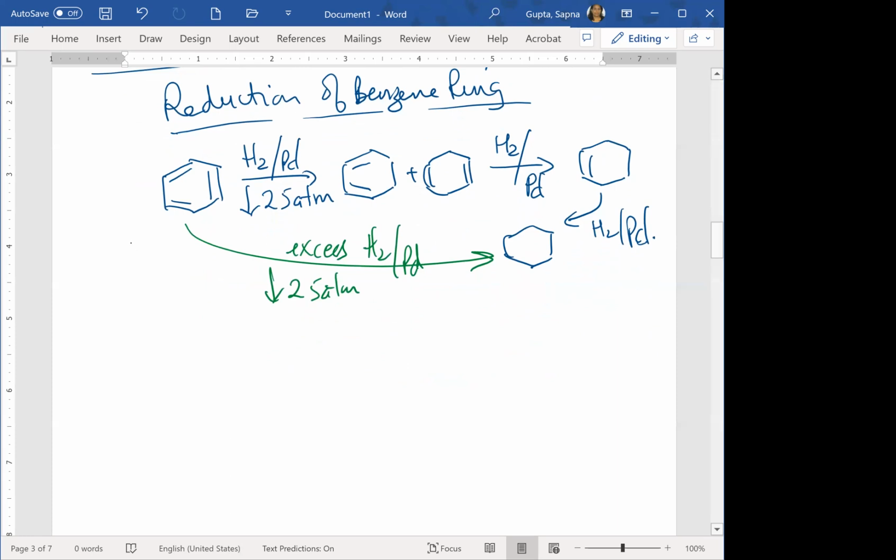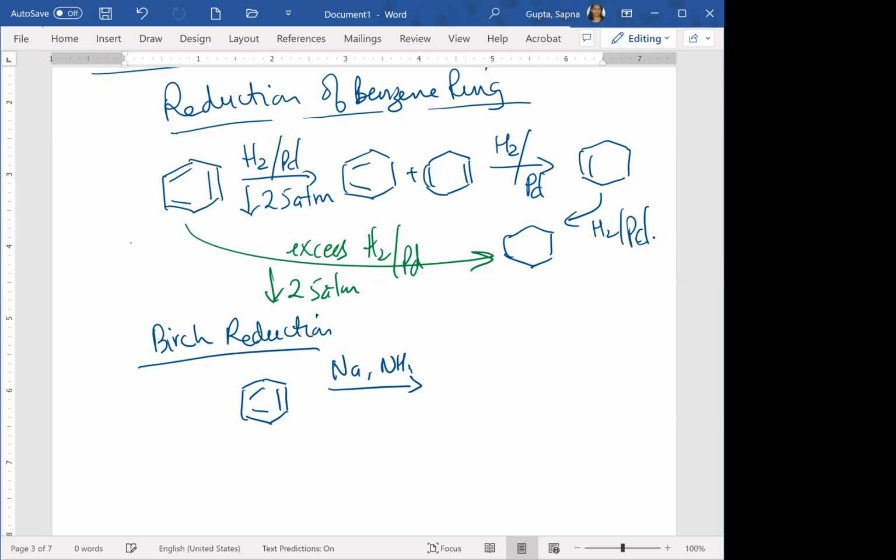However, there is another reduction, which I would like you to remember if you can. And this is a new reagent, but it's not a new reagent. You've used this reagent before. This is sodium, ammonia, ethanol. And you get very, very specific reduction in this one.